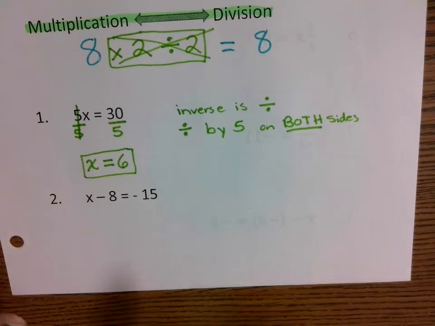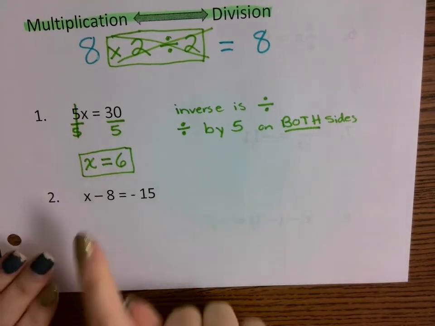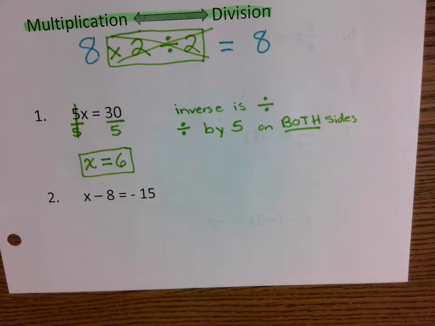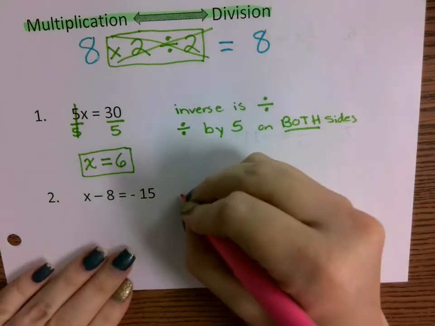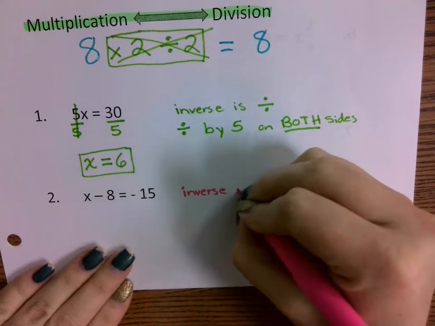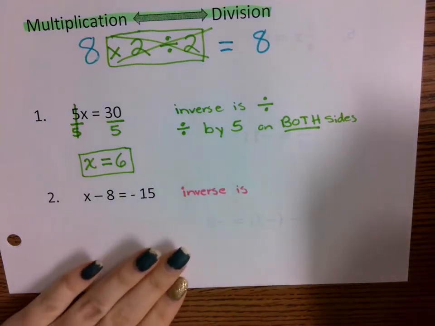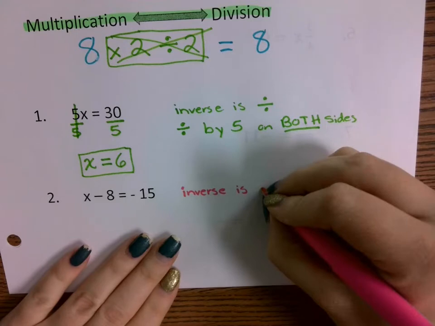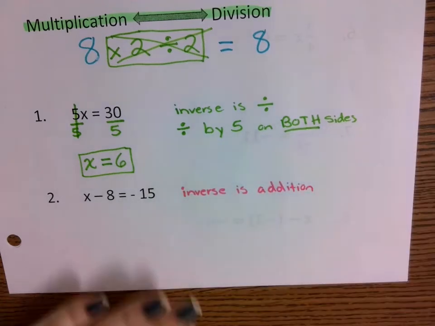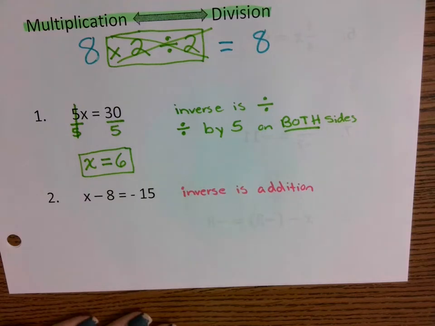Okay, let's take a look at problem number 2. We have x minus 8 is equal to negative 15. Who can tell me what is the inverse operation? What is the opposite operation? Addition. The inverse is addition. Our inverse operation in this case is addition.